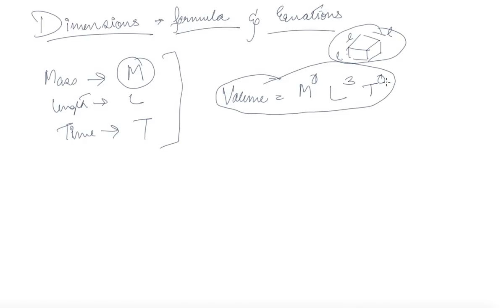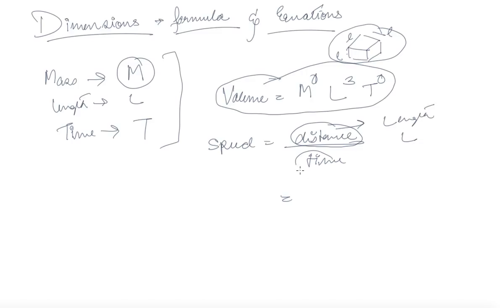Similarly, say suppose speed. We know speed equals distance upon time. Now what is distance actually? Distance has the fundamental unit of length, which is denoted by L, and time is also a fundamental unit, that is T. So the dimension of speed will be L T to the power minus 1, whereas M is 0.